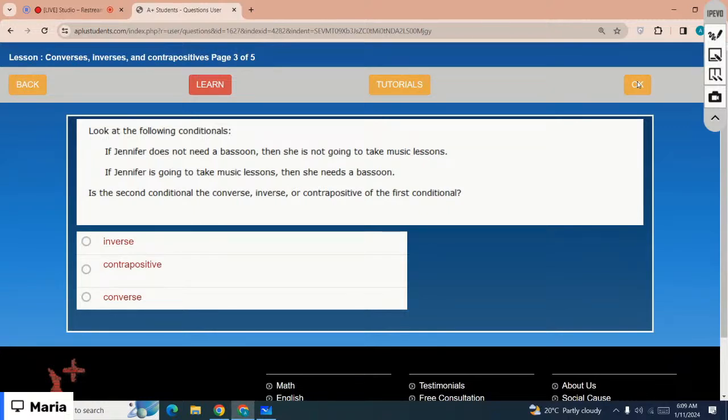Look at the following conditionals. If Jennifer does not need a basin, then she is not going to take music lessons. If Jennifer is going to take music lessons, then she needs a basin. Is the second conditional the converse, inverse, or contrapositive of the first conditional? So, which is the correct option? The correct option is that is the contrapositive, right?